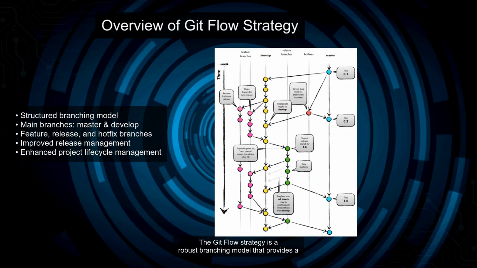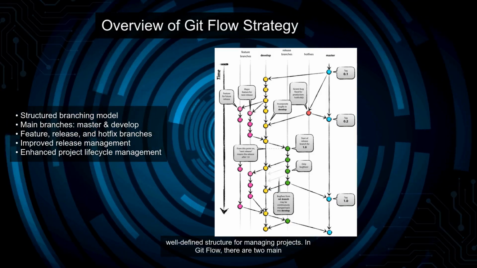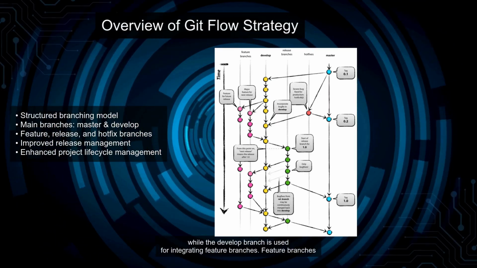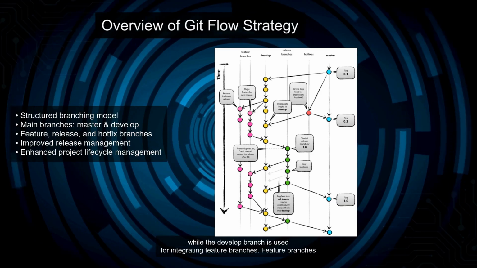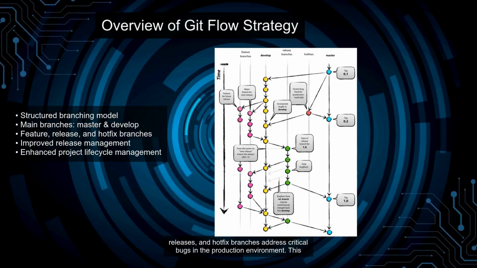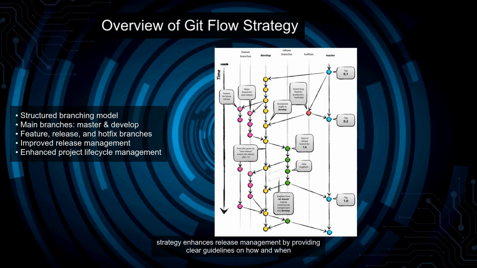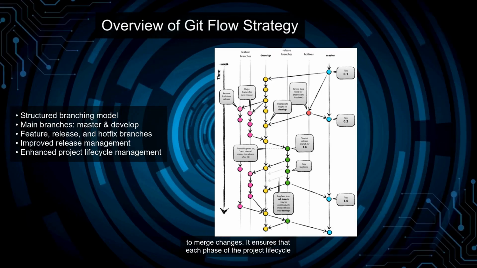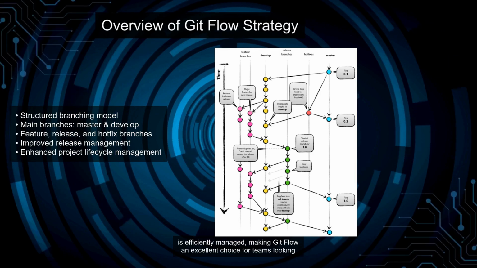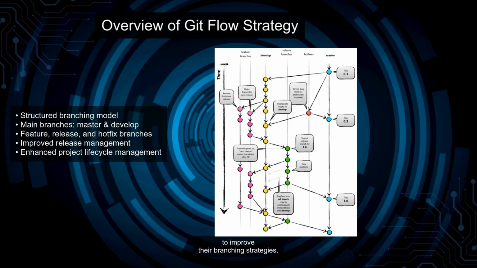The Git Flow Strategy is a robust branching model that provides a well-defined structure for managing projects. In Git Flow, there are two main branches, the master and develop branches. The master branch contains production-ready code, while the develop branch is used for integrating feature branches. Feature branches are used for developing new features, release branches prepare code for production releases, and hotfix branches address critical bugs in the production environment. This strategy enhances release management by providing clear guidelines on how and when to merge changes. It ensures that each phase of the project lifecycle is efficiently managed, making Git Flow an excellent choice for teams looking to improve their branching strategies.